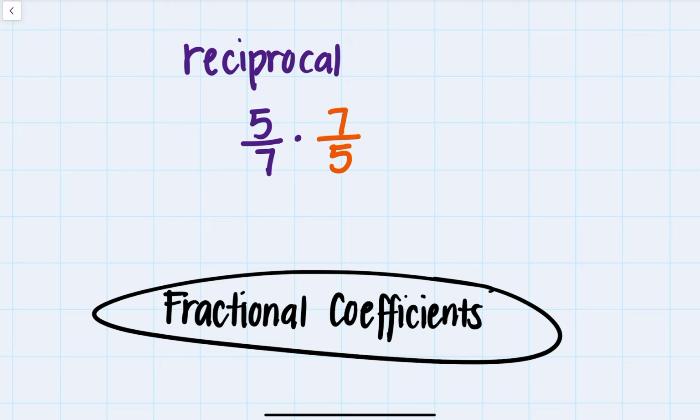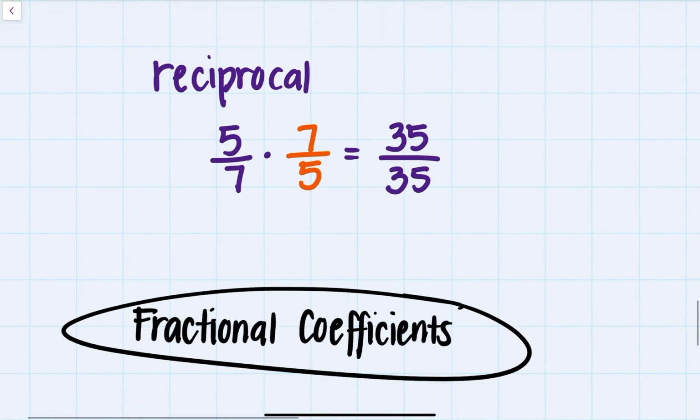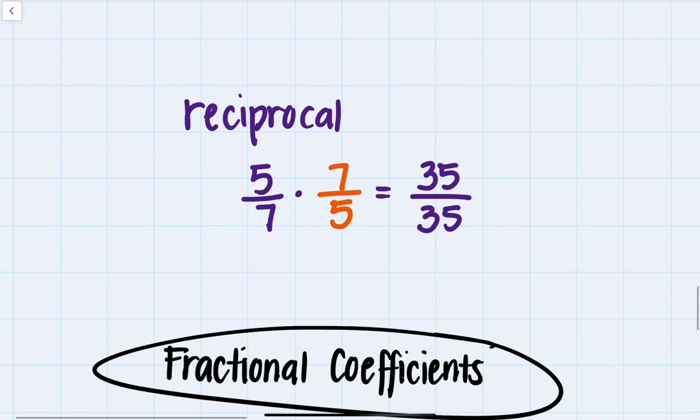Now, when you multiply a number by its reciprocal, it should give you a 1. How we multiply fractions is we multiply straight across, numerator with numerator and denominator with denominator. If I multiply the 2 top numbers, I get 35. And if I multiply the 2 bottom numbers, I get 35 as well. Any number divided by itself is going to give us a 1. So when we're working with equations that have fractional coefficients, the best way to get rid of them, in order to isolate the variable, is to multiply by the reciprocal.